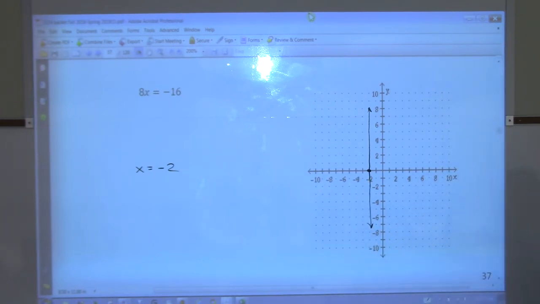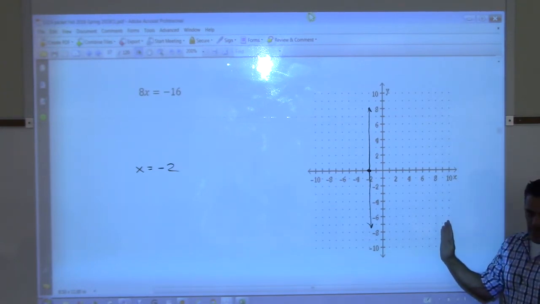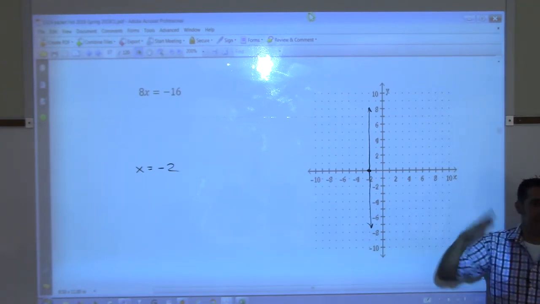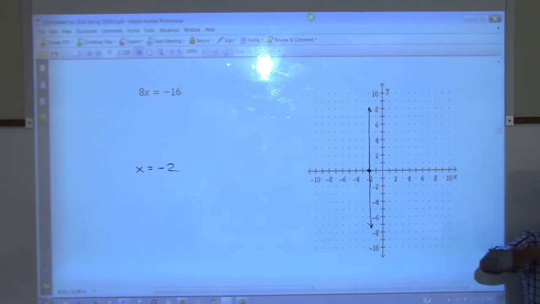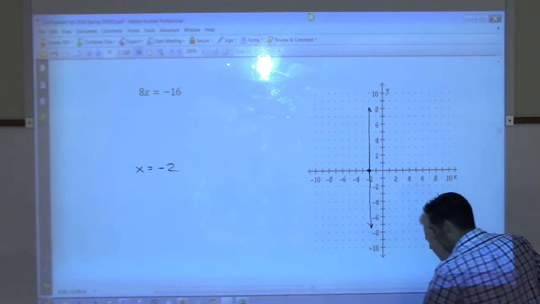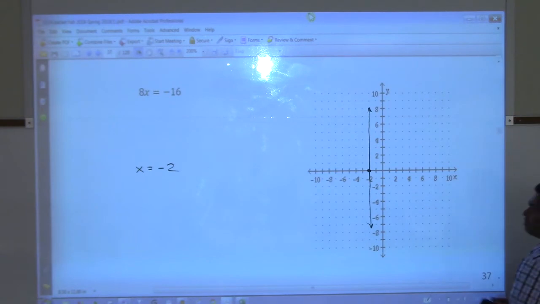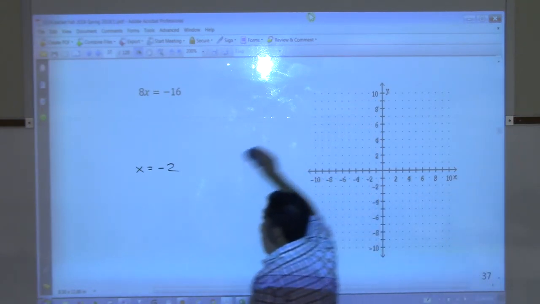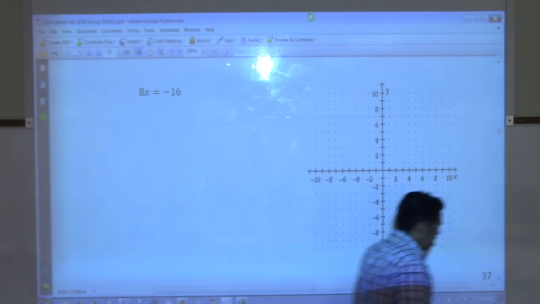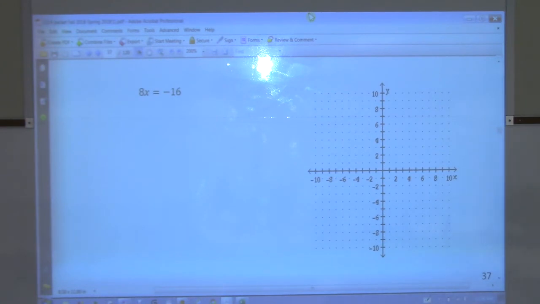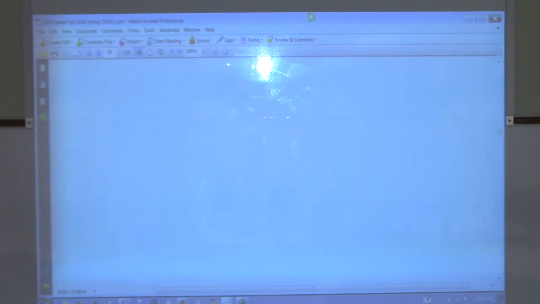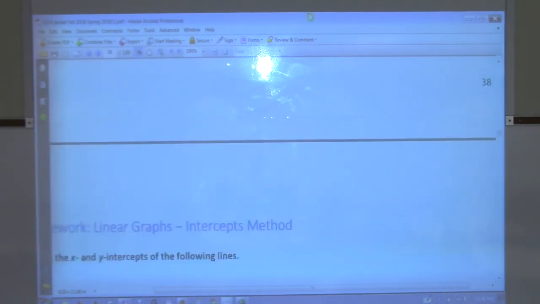Okay? y equals a constant this way. x equals a constant this way. Anything else is going to have x's and y's in it in the equation. So those are two very special lines, vertical and horizontal.